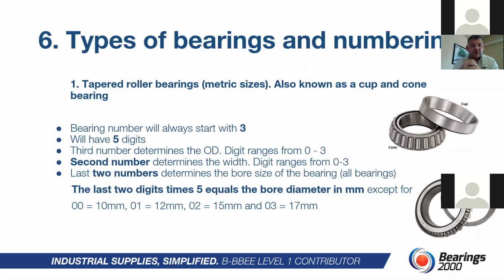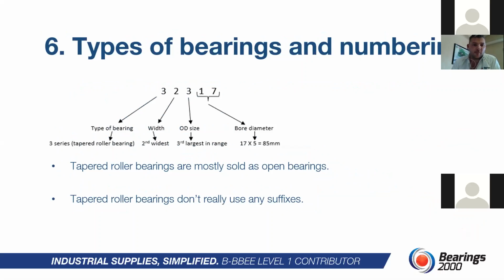The third number will determine the outside diameter. The second number will determine the width of the bearing. And then again, the last 2 numbers will determine the bore size. An example of those will be a 32317. Taper roller bearings are mostly sold as open bearings, and they don't really have any suffixes.